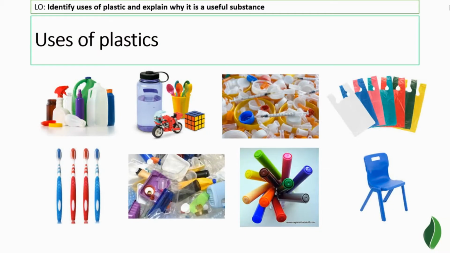And actually plastic itself is quite cheap to make at the moment. It's made of crude oil, which is running out, and we'll come back to that in a moment. But generally, plastic is quite a low-cost product at the minute, and that's why we use it so much.